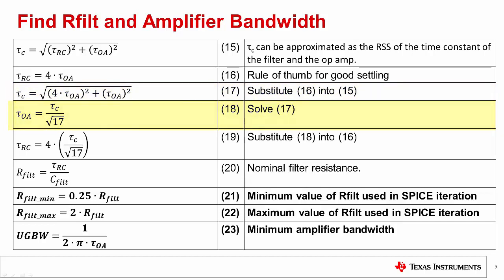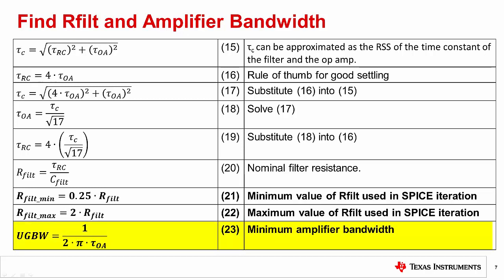total time constant. The same approach is followed to find the time constant for the RC circuit. This is used in equation 20 to find the nominal resistance used in the external charge bucket circuit. Experience has shown us that the optimal value for the filter resistor may be different than this nominal value, so we set up a range of 1/4 the nominal value to double the nominal value. This range is used in simulation to optimize the filter setting.